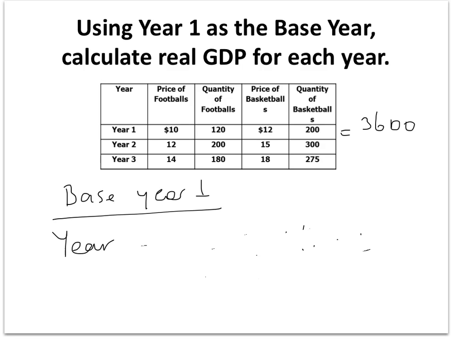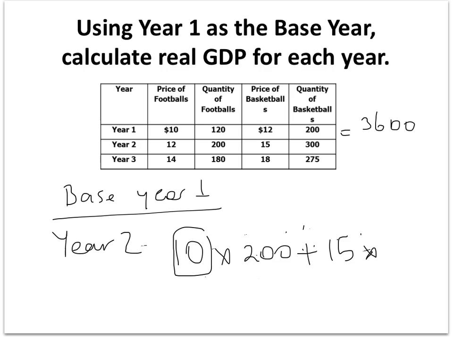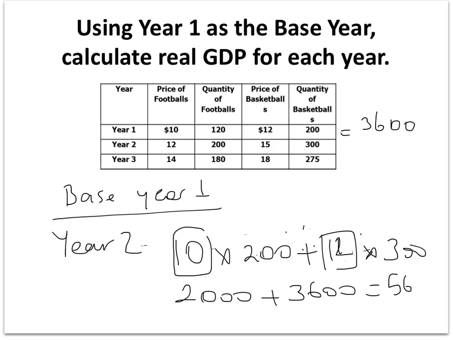Let's erase this one too. Now we are calculating year 2's real GDP. So the price of football is going to stay the same, times 200, the quantity of the football, plus, sorry, not the 15, you shouldn't make this mistake as I do, because now we are using the base year prices, 12 times 300. So as you see, the prices are constant but quantities are changing. So we are going to get rid of the effect of the prices by calculating the real GDP. It is going to be 2,000 plus 3,600, which will give you 5,600.